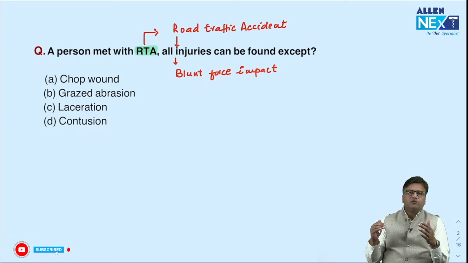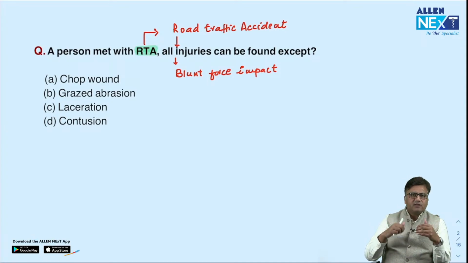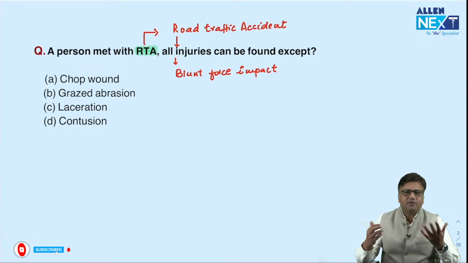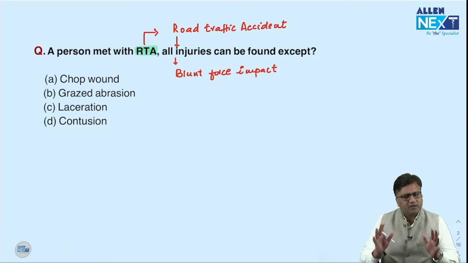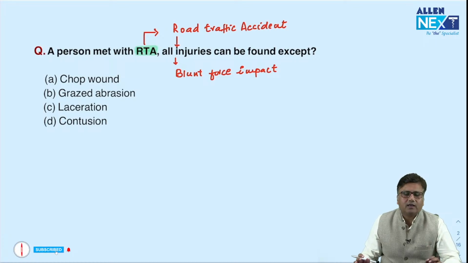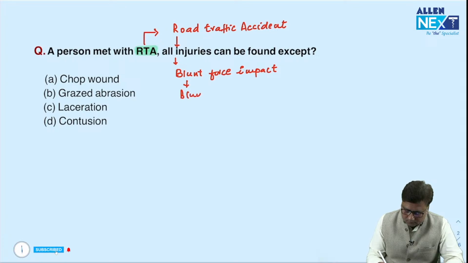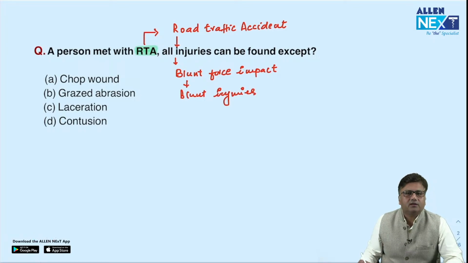How? There could be a car who might have hit a pedestrian, there could be a vehicle who might have hit another vehicle driver, there could be people who are sitting inside the vehicle and the vehicle might have hit something and they may have suffered injury. Whatever is the way, the impacting surfaces are not sharp. So it's not an example of sharp weapon injury. So blunt forces are at play. Okay, which means we are expecting blunt injuries on the body, right?